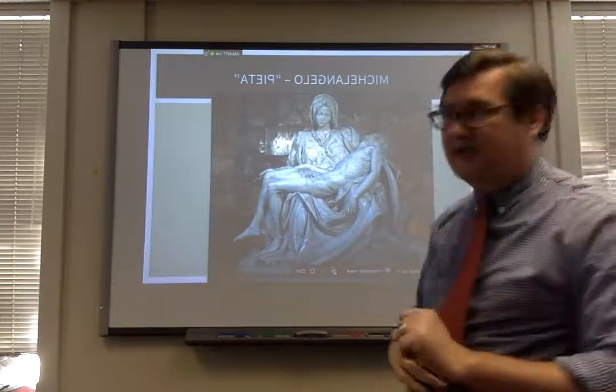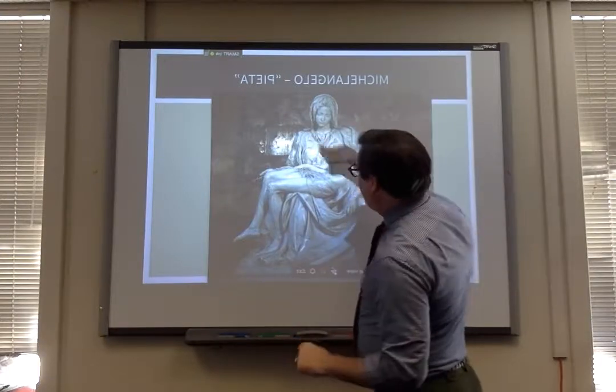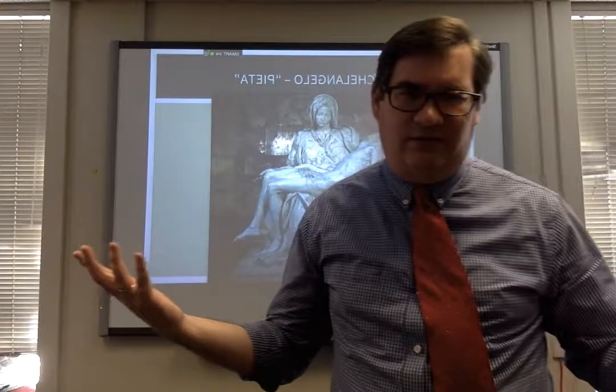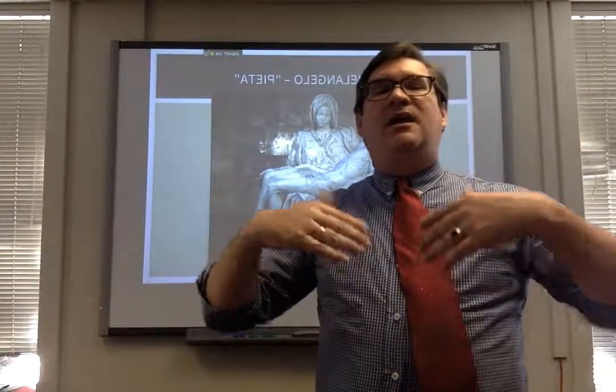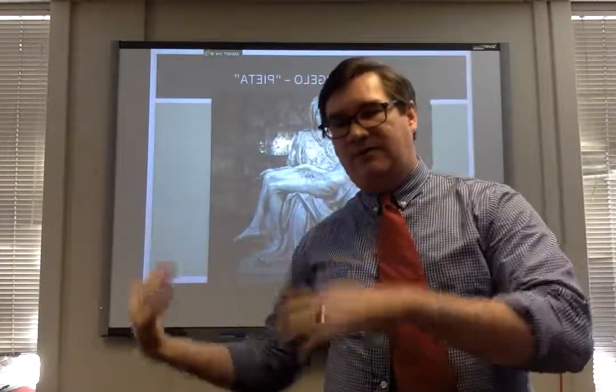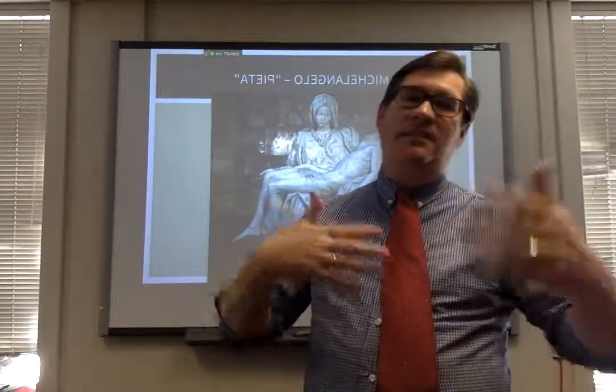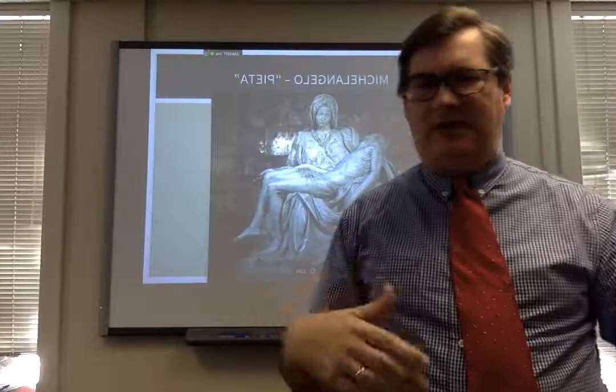Now, here's the last thing. Notice that she has a sash across her chest, right? This little rope thing. But he was new to Rome. He creates this. He puts it up for people to see. And people didn't know him very well. And so they began to wonder who did it. And they began to name other sculptors who maybe this guy did it or that guy did it.